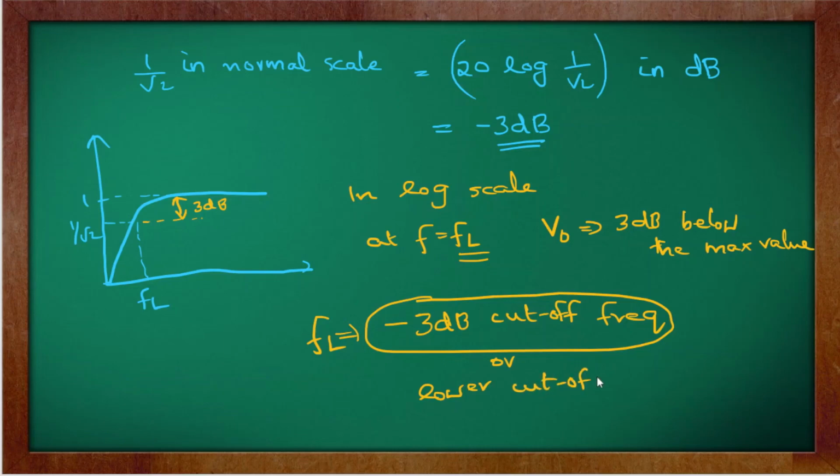Why is it called the minus 3 dB cutoff frequency? Because in the log scale, if you take the magnitude of V0 by Vi, you can see that there is a 3 dB difference. That means the output is minus 3 dB, or 3 dB below the maximum value. Hence it is called the minus 3 dB cutoff frequency. So FL is denoted by different names: either the minus 3 dB cutoff frequency, or the lower cutoff frequency.